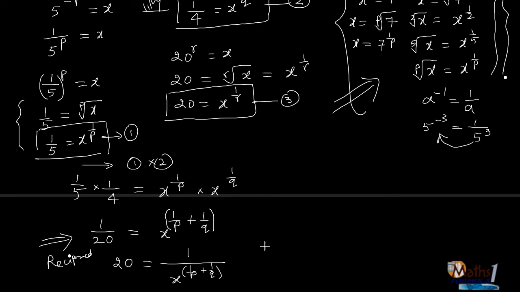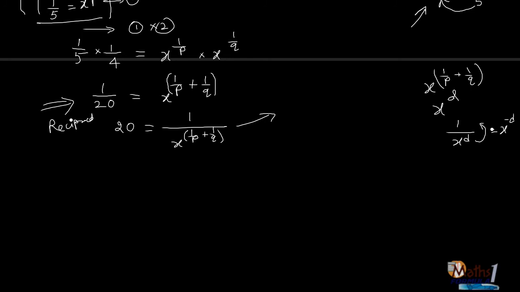Now if you look at this, if I take x to the power 1 by p plus 1 by q as some other variable, x to the power, let's say d, now it looks like 1 divided by x to the power d. If I take it up, remember that's what we did, reverse, that will become x to the power minus d. So let's scroll down a little bit. Now this is actually going to be 20 equals x to the power minus of 1 by p plus 1 by q. That's the reason I had put the bracket.